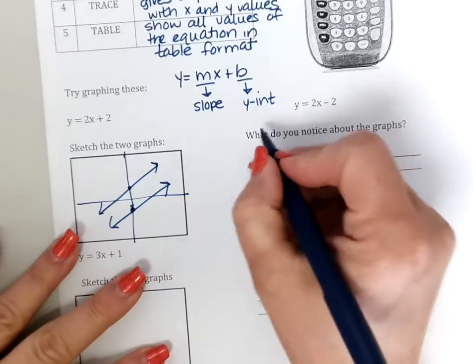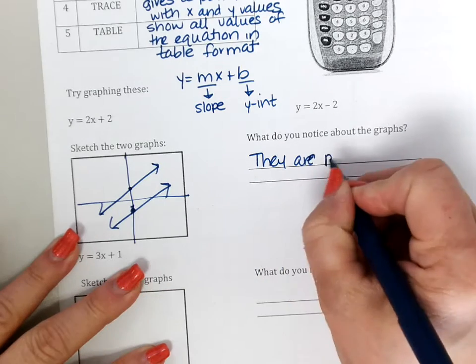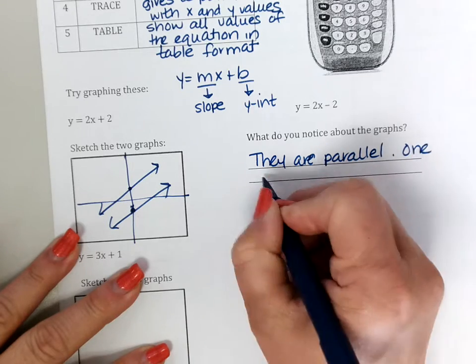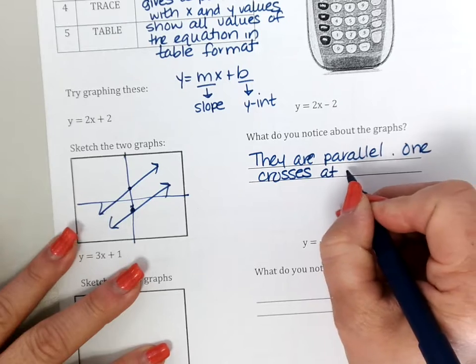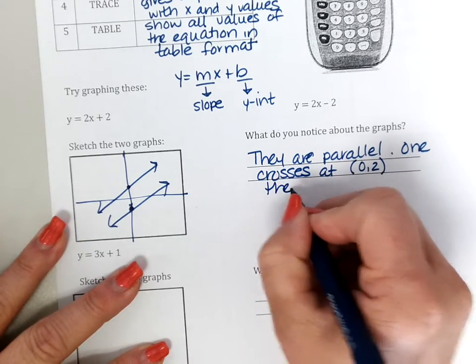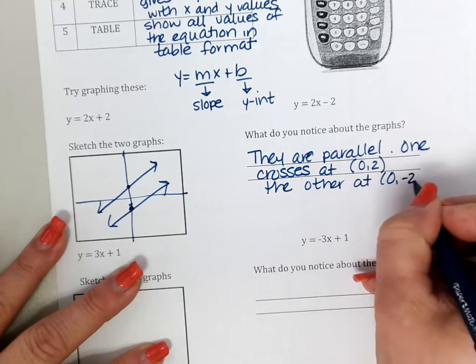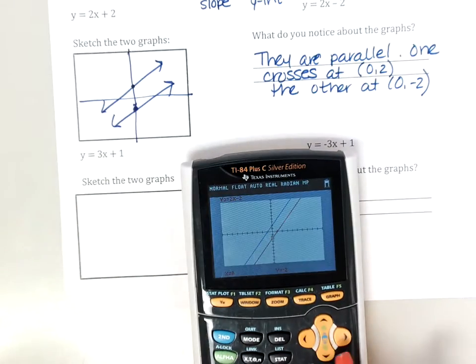So what do we notice? They are parallel. One crosses at 0, 2, the other at 0, negative 2. Okay? Let's try a couple more.